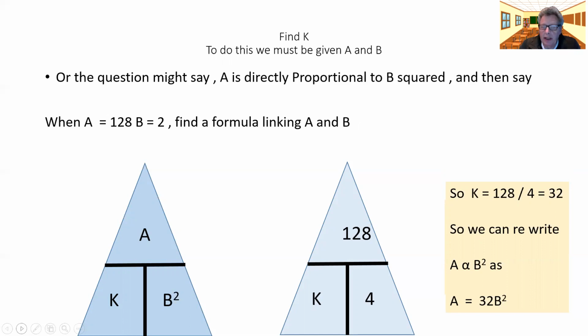So A is 128. We can put that at the top of the triangle. But we need B squared at the bottom. So 2 squared is 4. So we put 4 at the bottom. So then we can find K. And then once we've found K, we can write, okay, K is 32. So we now know that A equals 32B squared. I hope you got that right. And I hope you're beginning to see the pattern.